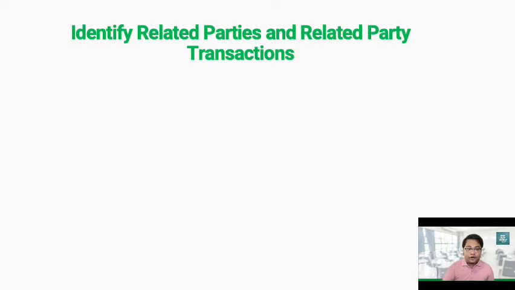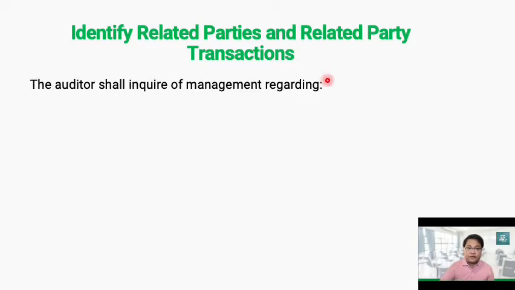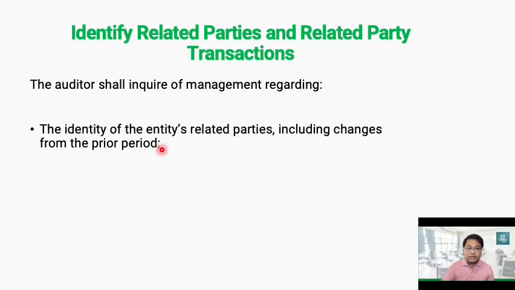To perform the procedure, we inquire with the management regarding the identity of the related parties, including any changes in the period. So normally all related parties are required to be disclosed in the financial statements. So again, all related parties are required to be disclosed in the financial statements. But with respect to the transactions, what is required to be disclosed are material related party transactions. So that's the difference. The client should disclose all of its related parties, its affiliated companies, including key management personnel. But with respect to related party transactions, they need to disclose the material related party transactions only.